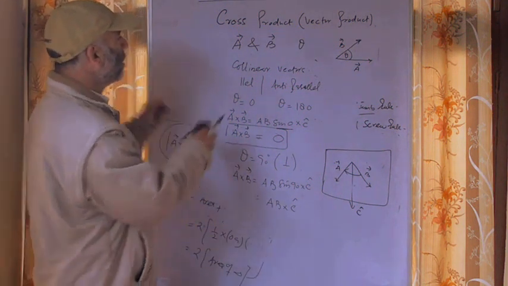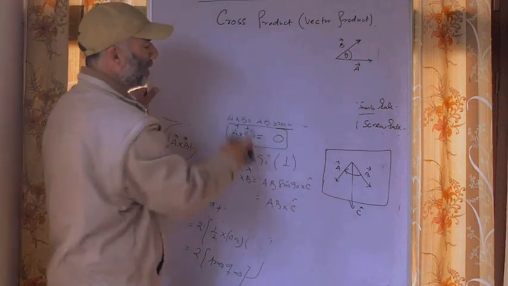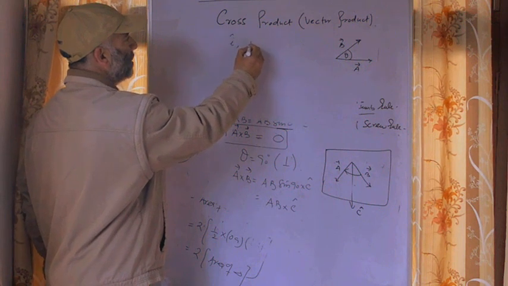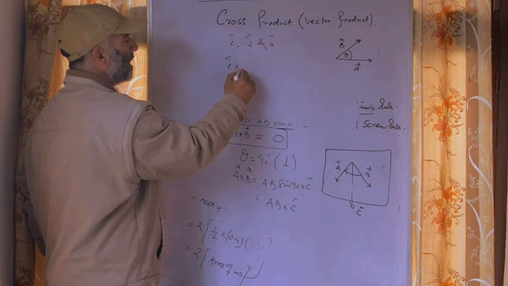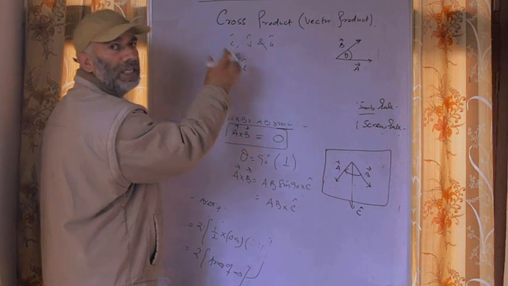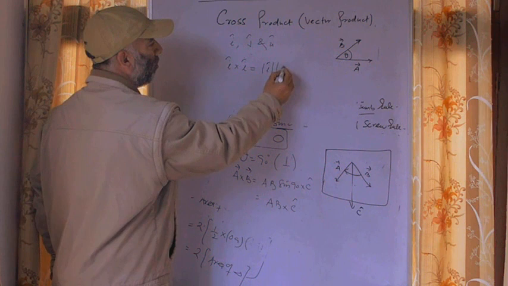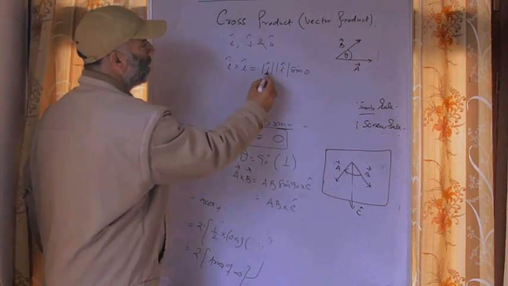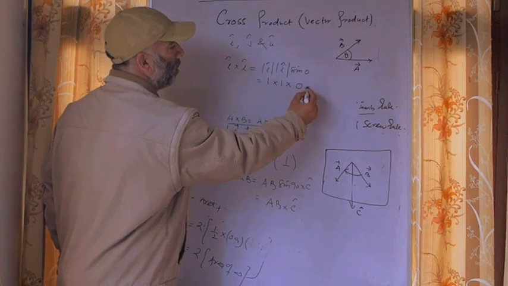In terms of rectangular unit vectors, which are orthogonal unit vectors, that is i, j and k, i cross i will be equal to... This is the cross product between two collinear vectors, that is equal to mod of i, mod of i, sine of how much? Yeah, sine of 0. Since mod of i is 1, mod of i is 1, and sine of 0 is 0, so that is equal to 0.